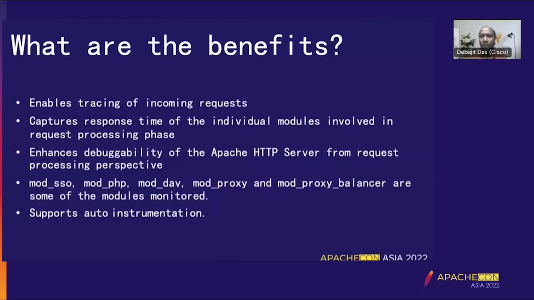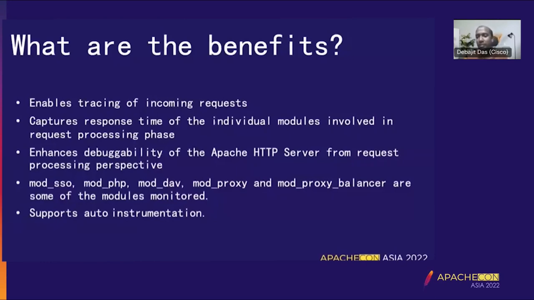What are the benefits? As we have seen in the demo, any incoming request is tracked by capturing the response time of individual modules involved in the request processing phase, and end-to-end correlation is displayed. Therefore, any delay or error occurring at any stage of the request can be easily identified, thereby enhancing the debuggability of the system. Let's assume a PHP script gets involved in a request and there is some delay or error in the PHP script. This delay or error would be easily captured as abnormal time consumption of the mod PHP module and can be seen in the UI dashboard. So this information would provide any end user with a hint: look into the PHP script and debug further.